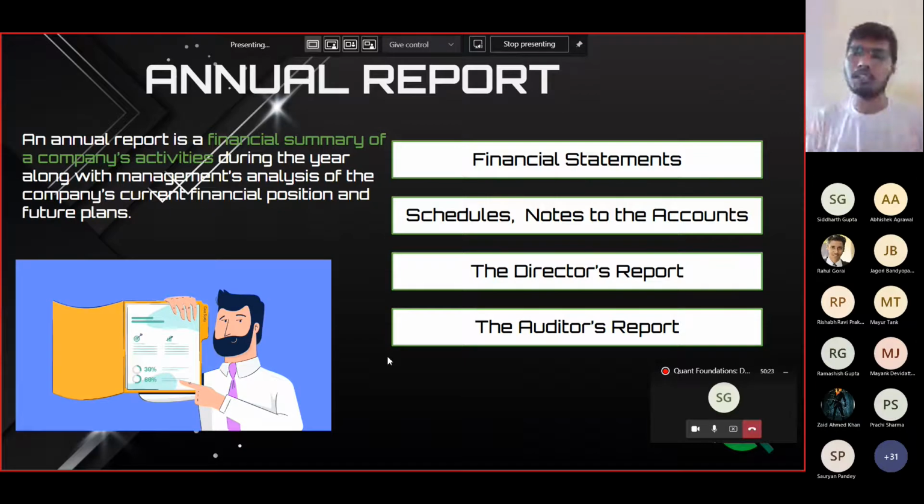The annual report is basically a financial summary of the company's activities, whatever they have done throughout the year: how much revenue they generated, how much tax they were paying, their earnings and growth, their future prospects, the management, what the CEO's word and the MD's word is, and their stand. That kind of stuff is included in the annual report. It is released publicly every year after 31st March.